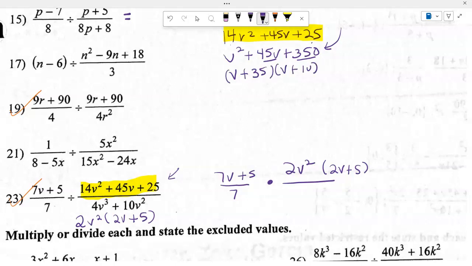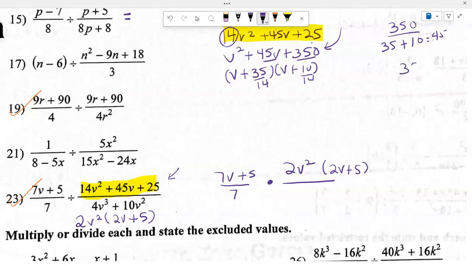And what I did is you got to figure out the different combinations, but I know that 35 times 10 gives you 350, and 35 plus 10 gives you 45, and that's what I wanted. Now remember, in our process, I went ahead and took out the 14, so we divide by 14.